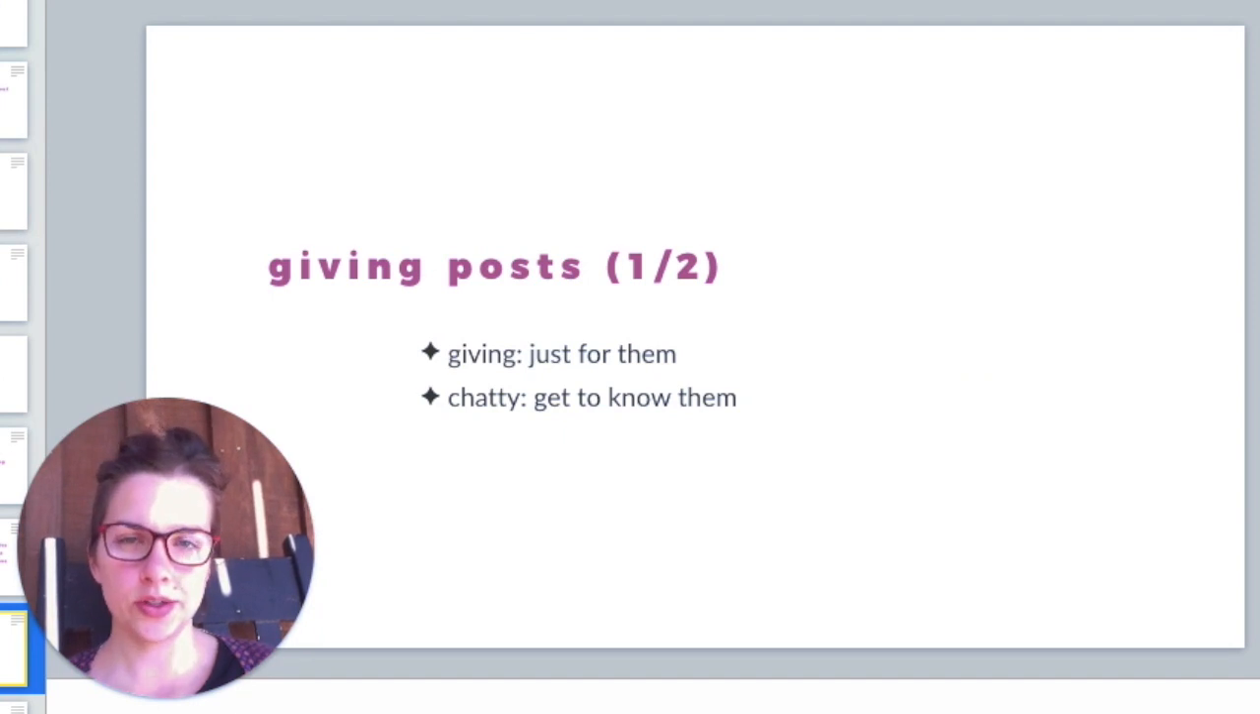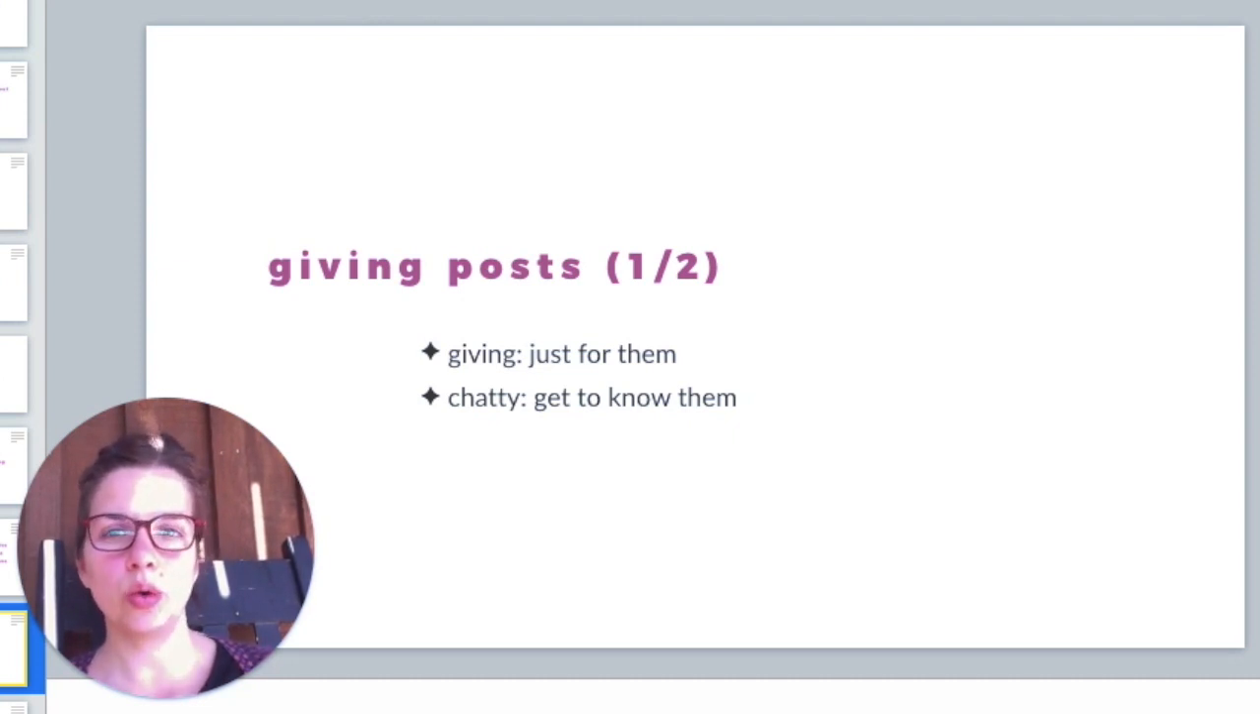Half your posts are going to be giving, whether that is actually giving them something like a digital print, or maybe that looks like an inspirational quote. That is something that is just for them. There's no ulterior motive here. You are just being generous. It also might look like you asking them questions or trying to figure out what they care about and how they feel and how they think, and just starting conversations and making those genuine connections with people.